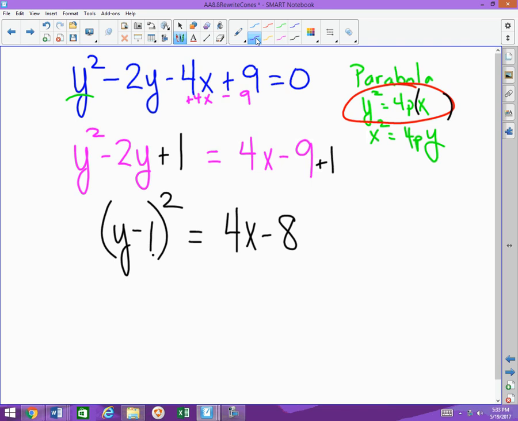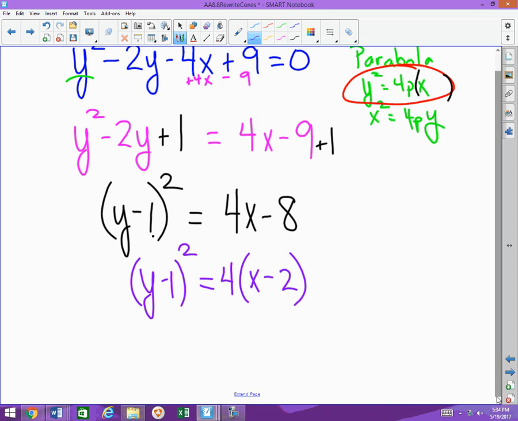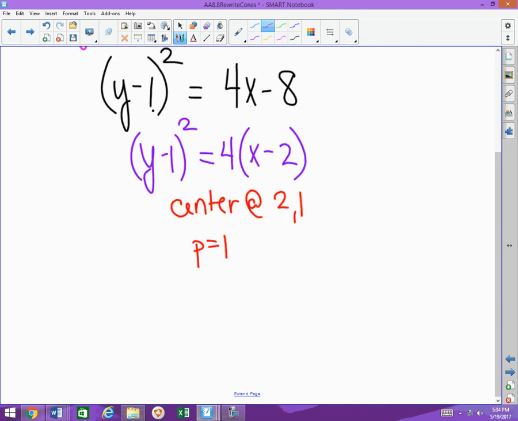So you want to get the coefficient of x to be 1, so we're going to factor a 4 out. And when you divide this by 4, you would get x minus 2 equals y minus 1 squared. Well, now we know then we have a center at 2, 1, and the value of p is equal to 1. And since it is y squared, it's going like this. Since this is a positive 1, this coordinate right there is 2, 1, and the focus is 1 away, so that makes it at 3, 1, and the directrix is on this side 1 away, which makes that x equals 1.